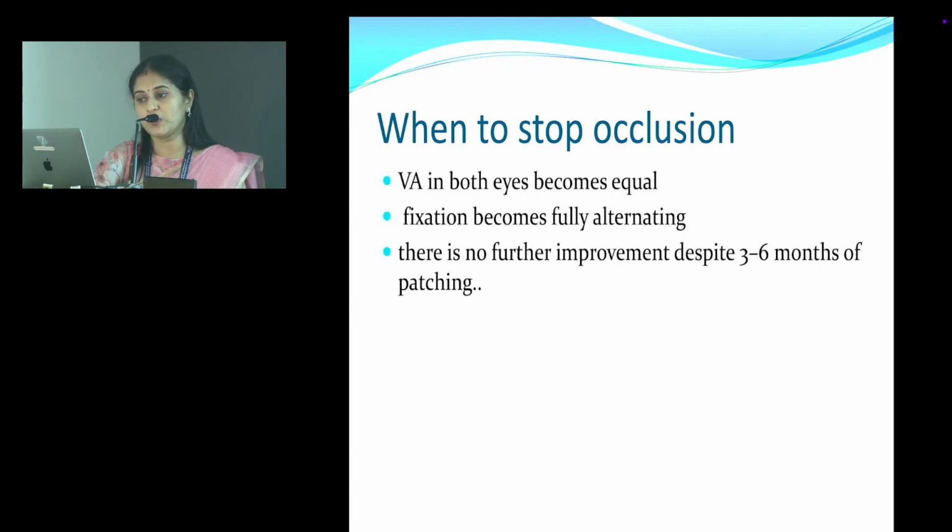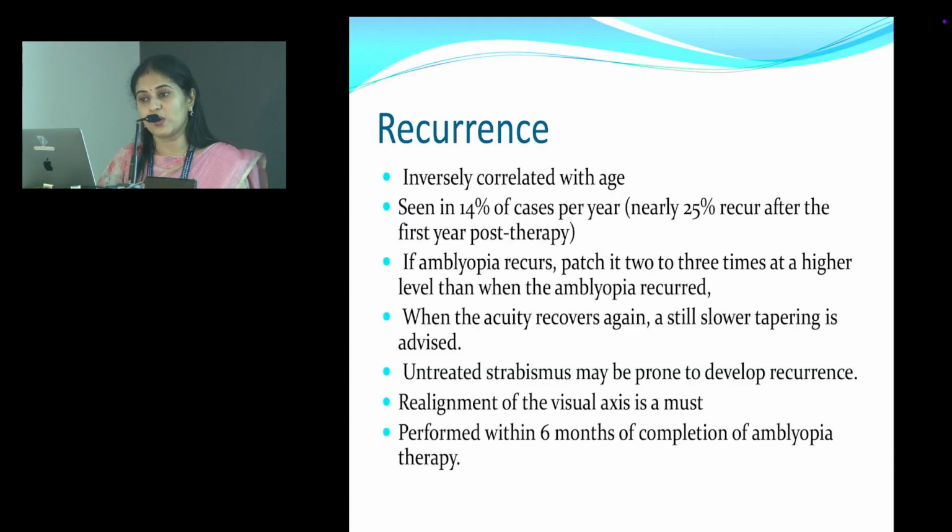And when to stop occlusion? When the visual acuity in both eyes becomes equal, or the fixation becomes fully alternating, or when there is no further improvement despite 3 to 6 months of patching. And recurrence is always a problem in this patching. And when the acuity recurs again, still a slower tapering is advised.